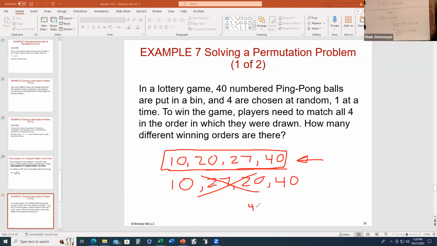We use our permutation function. So we type in 40 permuted 4 at a time. Use your calculator, ladies and gentlemen. 40 permuted 4 ways. You tell me how many different ways are possible to arrange 40 numbers in a specific order, 4 at a time. It's a big number.